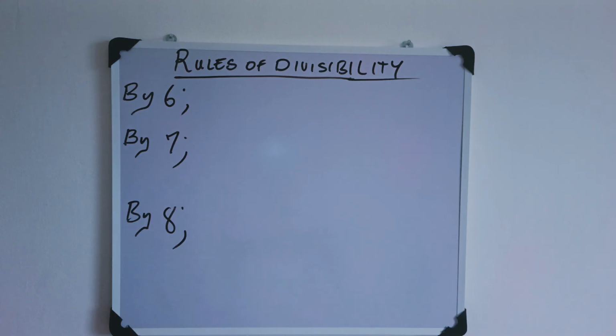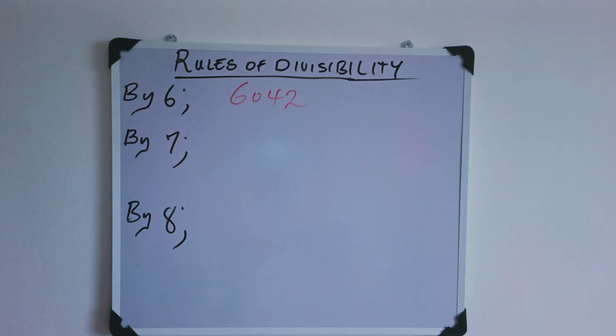All right, let's begin with 6. If the last digit of the number is even, and the sum of its digits is divisible by 3, then you can conclude that it is divisible by 6. Now, let's take 6042 as an example.